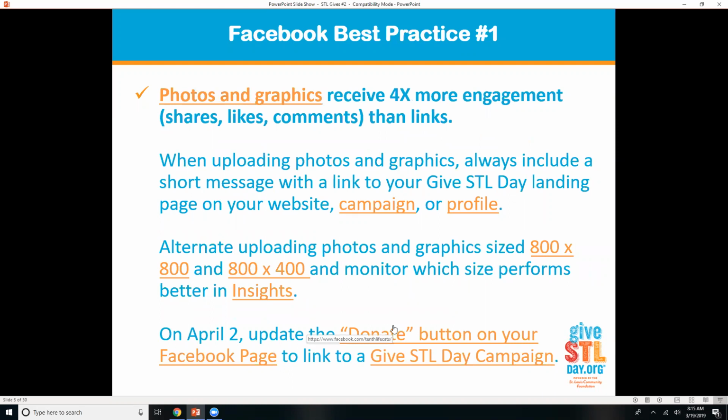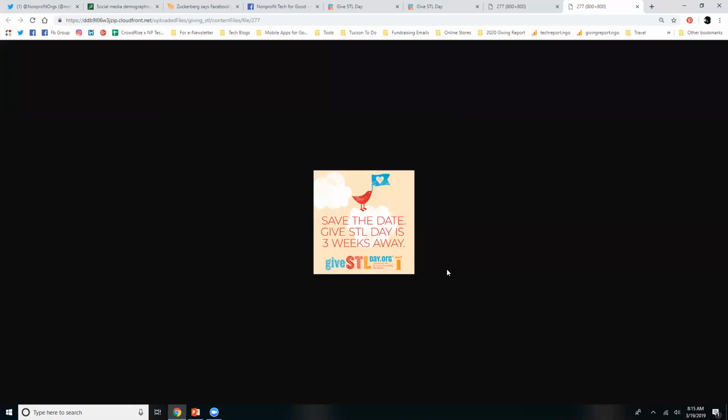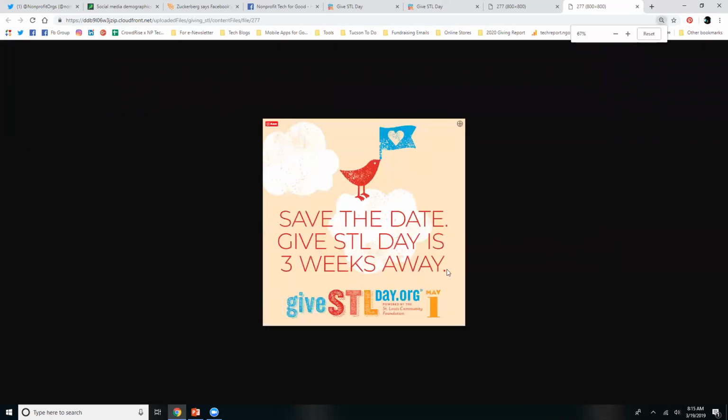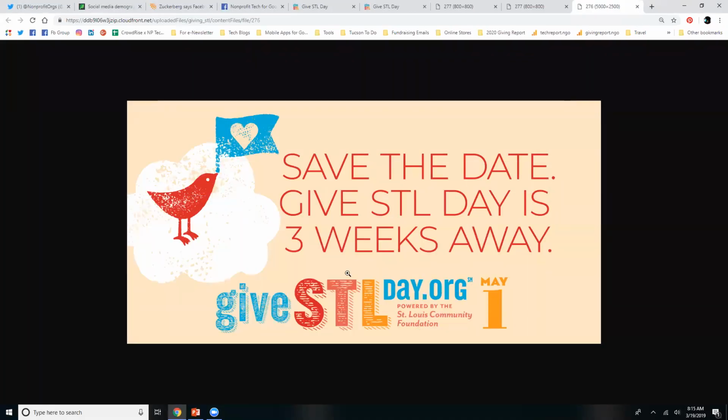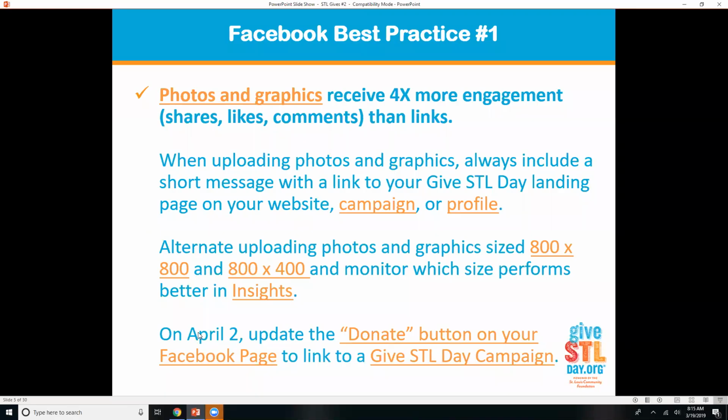So alternate uploading photos that are either square size or rectangle size, and then look at your insights and see which one performs better. We're going to look at my insights in just a second. Generally, for about 2 years, squares were performing best. Now I'm actually finding that rectangles perform best. These promo graphics have been created by the St. Louis Community Foundation. All the links to the various promo graphics are in this PowerPoint, but I'm sure in your nonprofit toolkit, you have access as well.